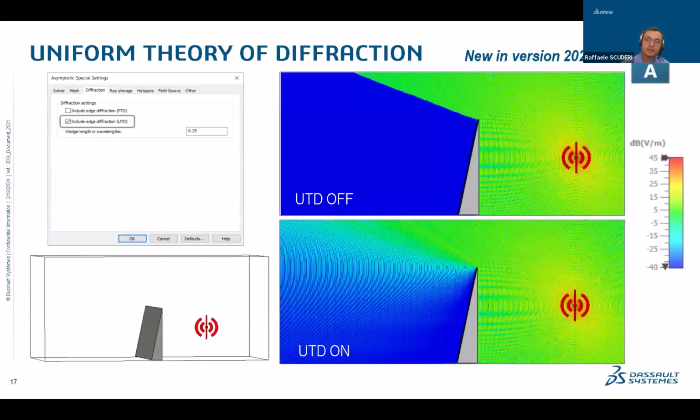Talking about big models and complex platforms, I would like to mention the new feature that we developed in the 2024 version, so it's already available for you, which is the uniform theory of diffraction, UTD. The UTD is an extension of Keller's geometrical theory of diffraction to get more accuracy in the modeling of scattering from edges and wedges, so the diffraction contribution. In this picture, you can see how we can nicely illuminate the shadow region, and we can capture the scattering from this horizontal wedge using the UTD.